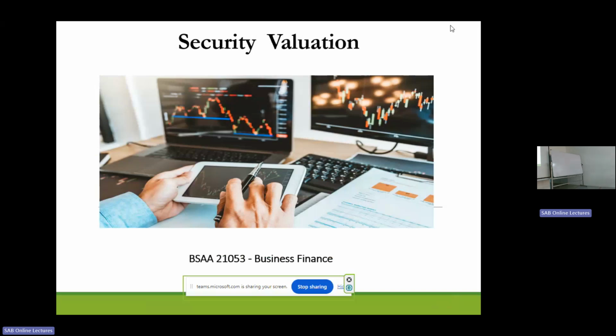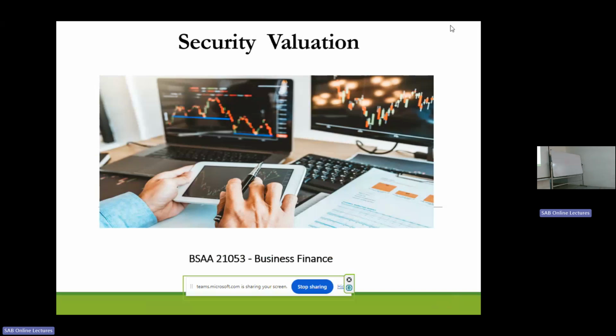Evaluation, right? Based on the concept you learned in the time value of money, we are calculating intrinsic value. So when we say intrinsic value, that is simply the present value of the future expected cash flow of this particular security. So based on the expected coupon and the expected selling price or the redemption price, we calculate the value.